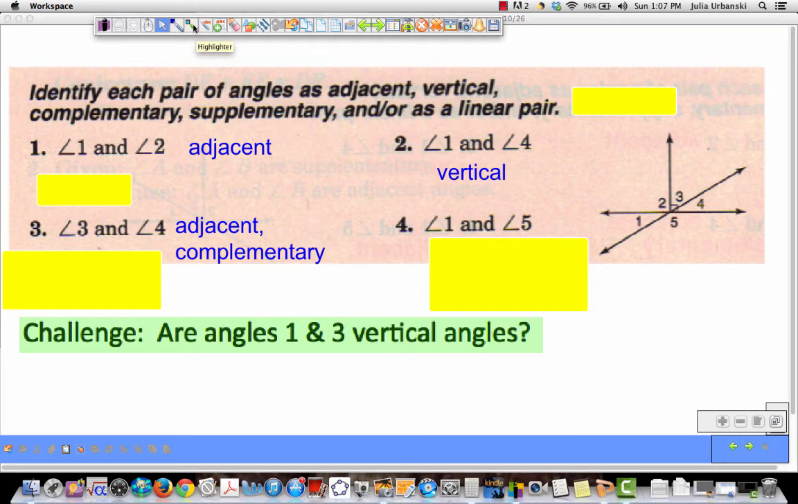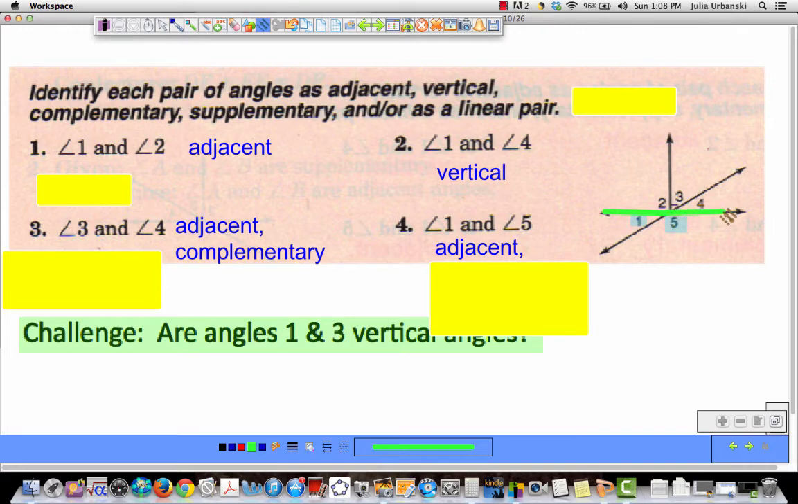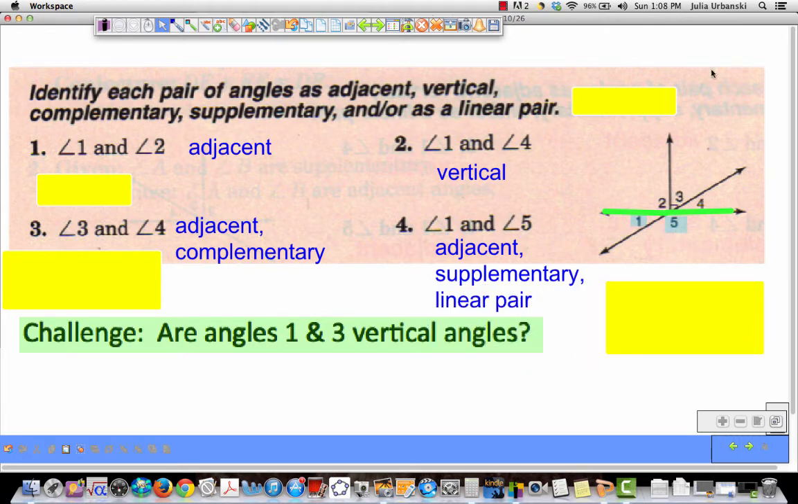We have to identify them. They are right here and right here. Are they adjacent? Yes, they're side by side. They share a side there, so we can call them adjacent. Are they vertical? No, you can't be vertical and adjacent at the same time. Are they complementary? No, side by side. They don't form a right angle side by side now. They form a straight line, which means 180 degrees. So they are supplementary. And it also means linear pair, because side by side they do form a linear pair. Now just because you are 180 degrees doesn't make you a linear pair. You also have to be side by side.